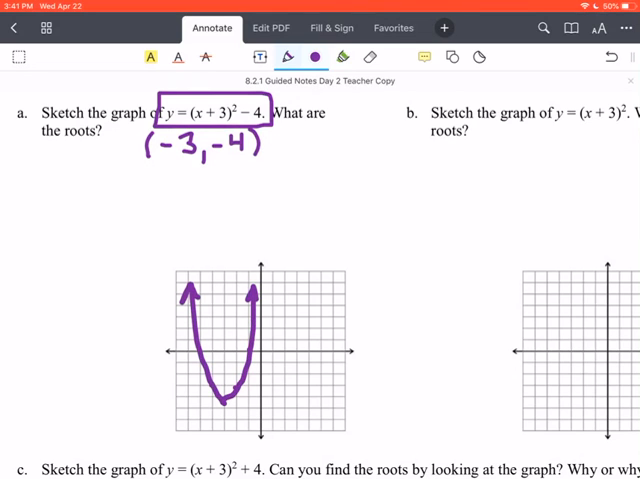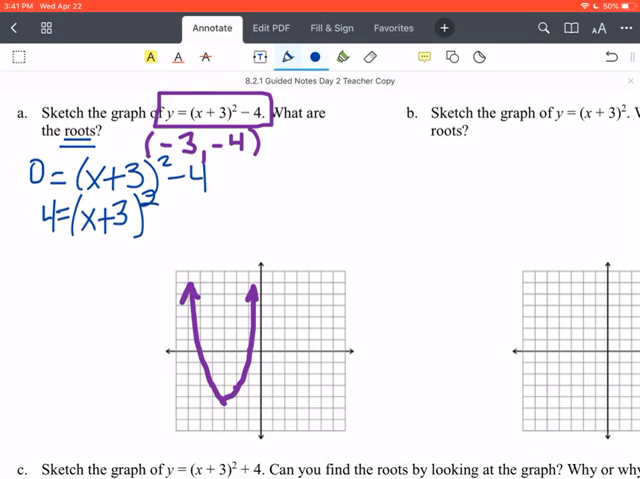Okay, so it's asking what are the roots? Well, we can kind of see in our picture what they are, but if we want to do this systematically, we can say 0 because roots means x-intercepts, y is 0, and we have (x plus 3) squared minus 4. So how do we solve graphing form? We solve by undoing. So we're going to add 4 to both sides, and we have (x plus 3) squared equals 4. Then we are going to take the square root of both sides, and we know when we take a square root of a number, we have to consider the plus or minus case, so we get plus or minus 2 equals x plus 3.